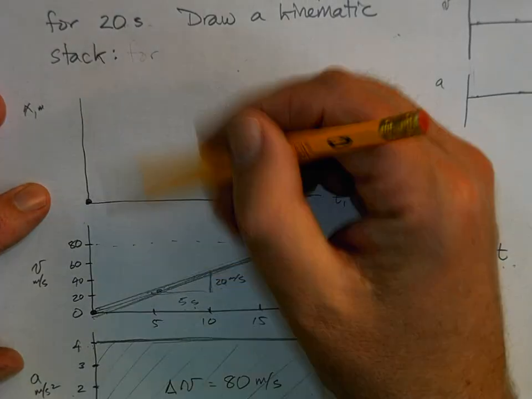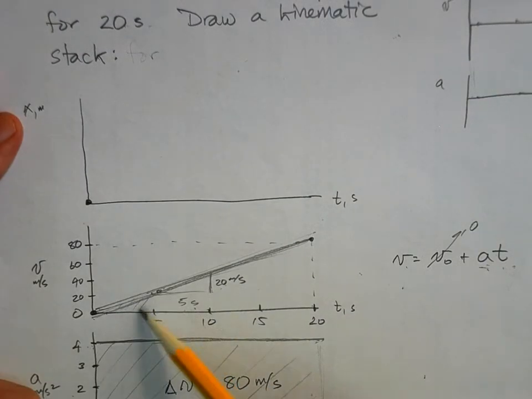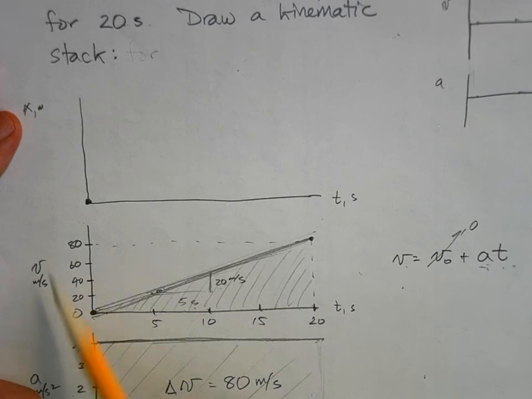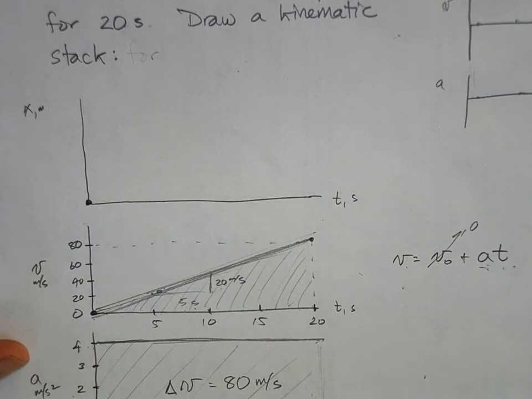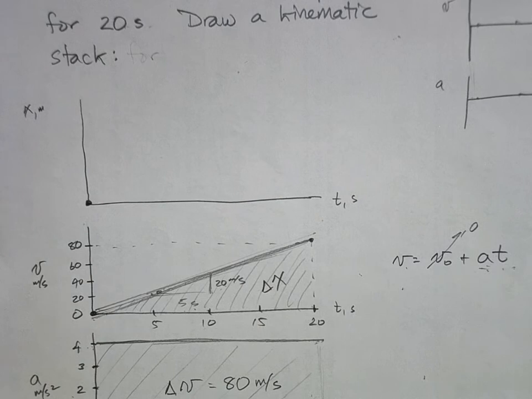Now, I need to scale this. So what's my maximum position going to be? Well, that's kind of hard. But there's a couple of ways we could do it. What's the area underneath this graph represent? What's the area underneath a velocity versus time graph? What does that represent? Change in position. Delta x, displacement.